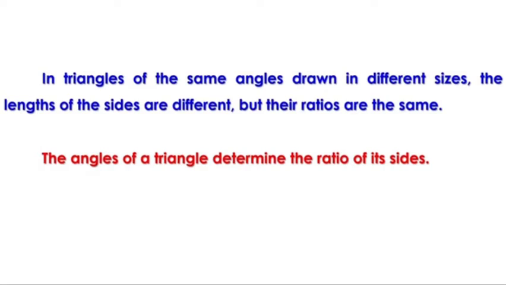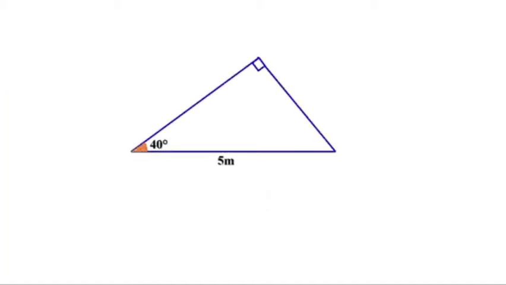Clear children? This one is a very important property. If two triangles have the same angles, then their sides are in the same ratio. That is your important property. That means the angles of a triangle determine the ratio of its sides. By looking at the angles we can tell the ratio of the sides. So in triangles of the same angles drawn in different sizes, the lengths of the sides are different but the ratios are the same.